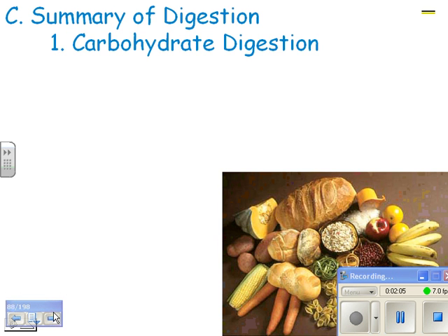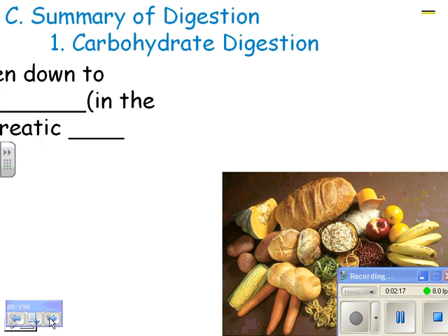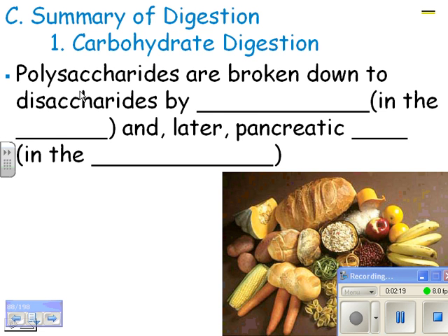So here we're going to summarize all the different types of digestion. So we'll start with carbohydrate digestion, and we'll talk about lipid digestion, and protein digestion, and nucleic acid digestion. So these are all great carbs. Polysaccharides are the polymer of carbohydrates, so we'll start with them.